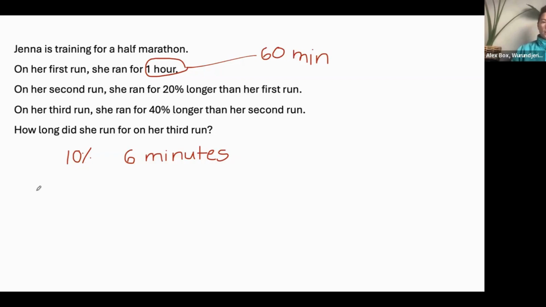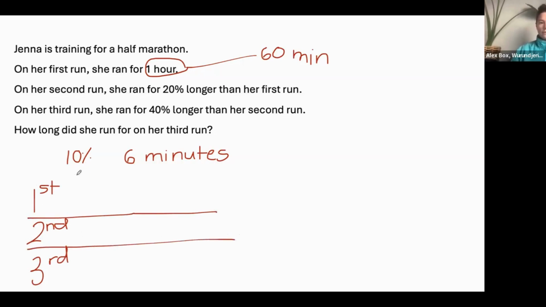So first, I might just make a bit of a table here. First, second, third. Thanks for your patience with my slow writing on the computer. So we've got our first and second and third run. The first one went for 60 minutes. We're going to have to maybe convert this to hours later, but we won't worry about that just yet.